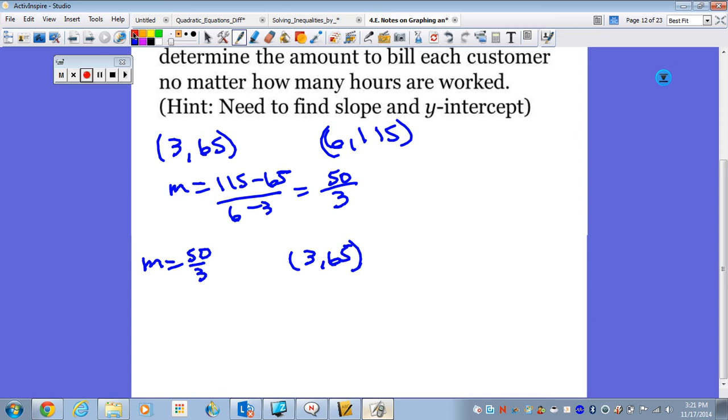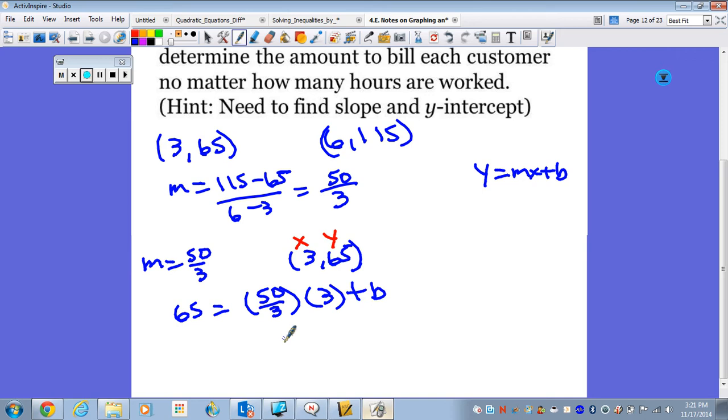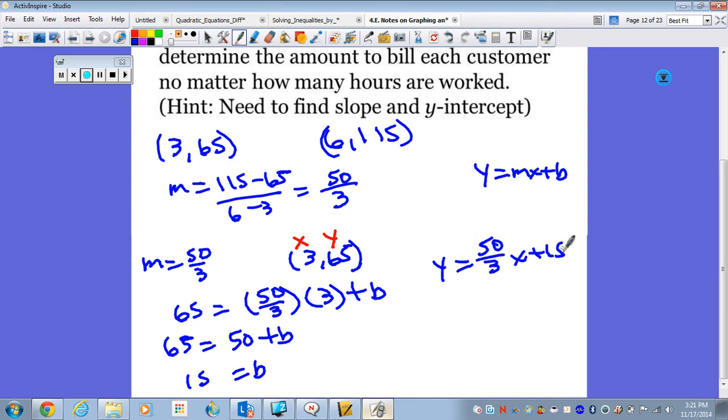Okay, keeping in mind that this is x and y, and I'm doing slope-intercept form. y equals mx plus b. When you do that, you're going to get 65 equals 50 thirds times 3 plus b. The 3's are going to cancel, so I'm going to end up with 65. And if you're not sure, just put that in the calculator. Equals 50 plus b, so b is 15. y equals 50 thirds x plus 15.